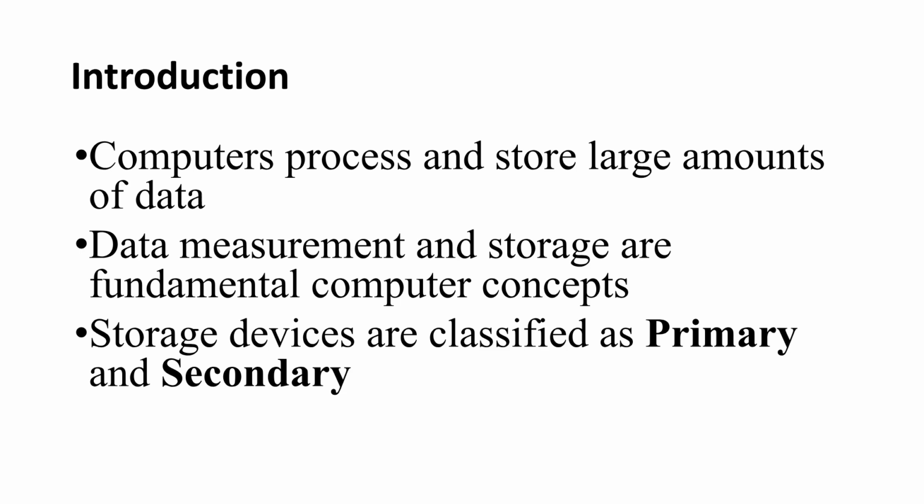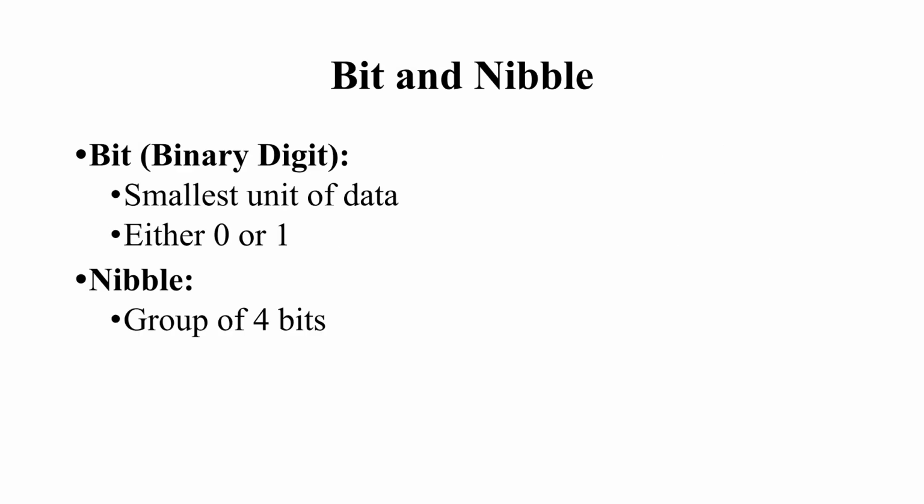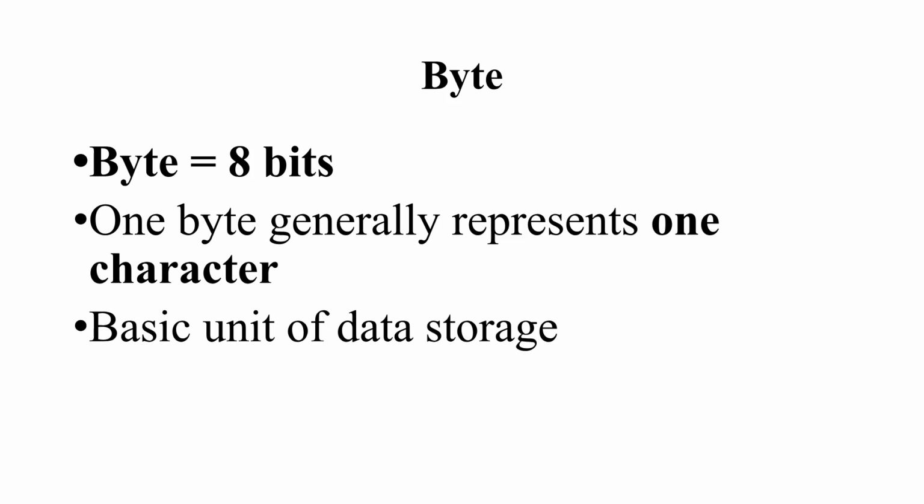Data is stored in binary form, zeros and ones, with units ranging from very small to extremely large. The smallest unit of data is a bit, a binary digit, which is either 0 or 1. A nibble is a group of 4 bits. A byte equals 8 bits and generally represents 1 character. It is the basic unit of data storage in computers. Higher measuring units include kilobyte, megabyte, gigabyte, and terabyte, where each subsequent unit is 1024 times larger than the previous one.